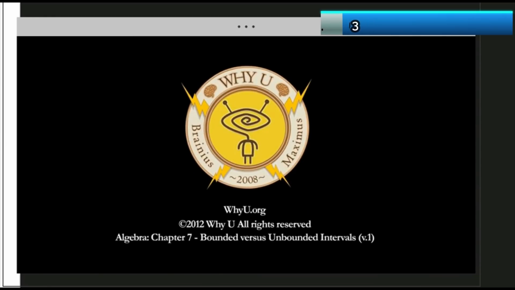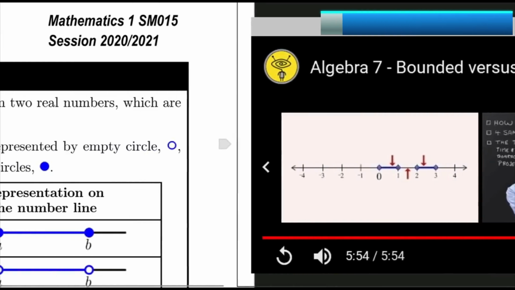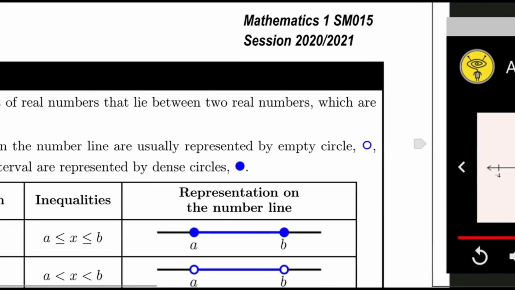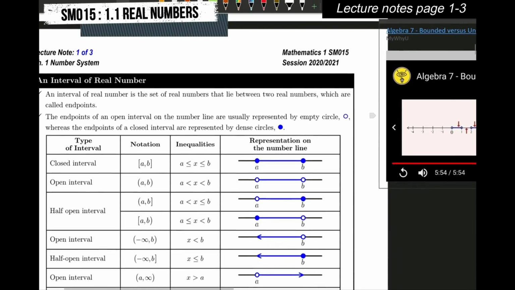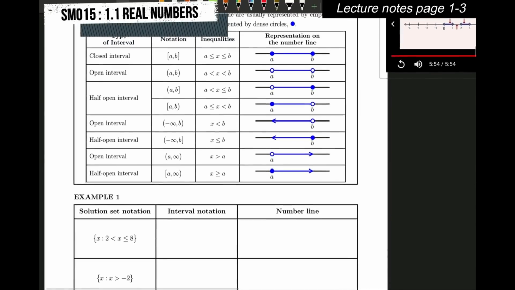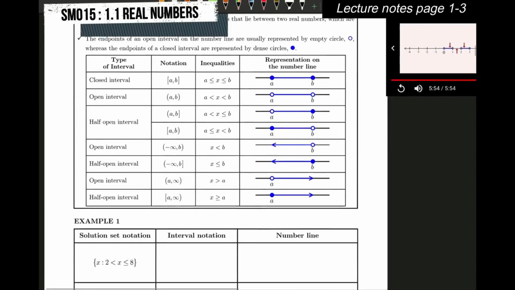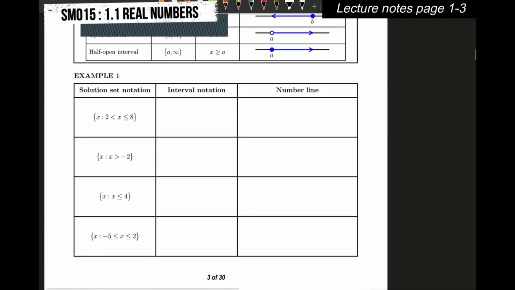So that's it. To make sure you understand the content of the video, you can try to complete example 1 by yourself. This is example 1. Okay, so basically the video that we already watched summarizes everything in this table here. So now, please complete example 1 by yourself.